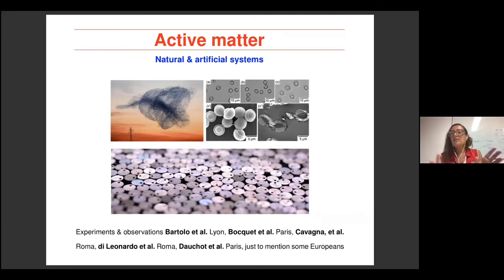And then, depending on the conditions that you use in your experiment or in your simulation, you can control the persistence time of this random walk. So it's a parameter in your modeling or a parameter in the experimental realization. And then there are other realizations, like these ones by Olivier Dauchot in Paris.